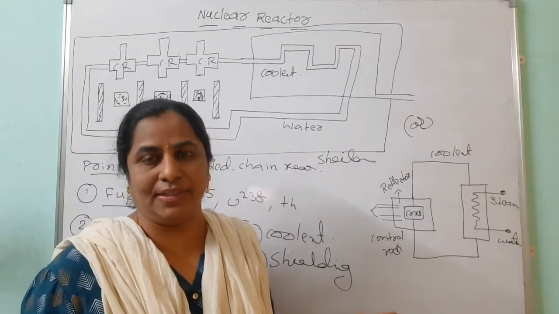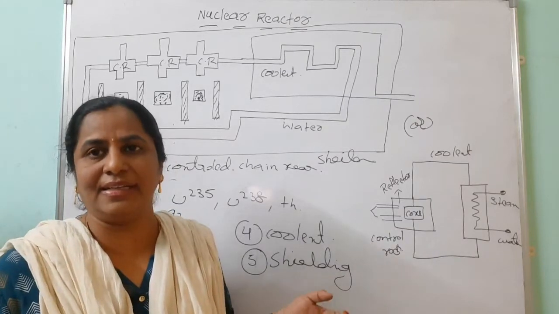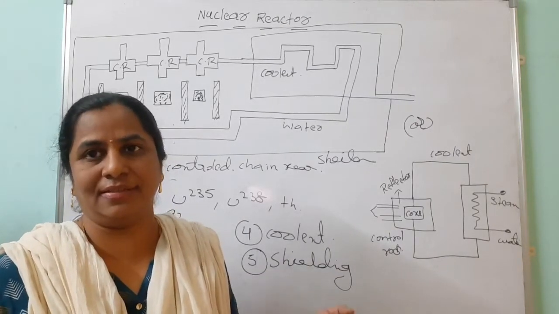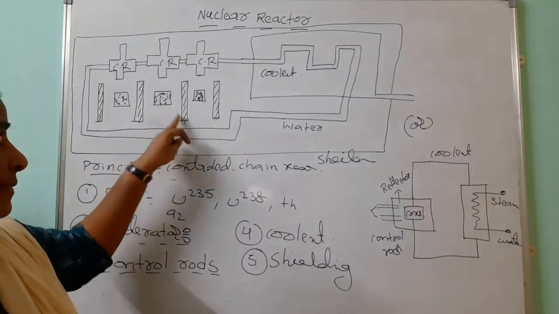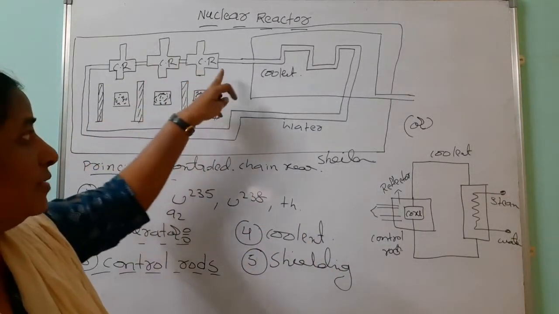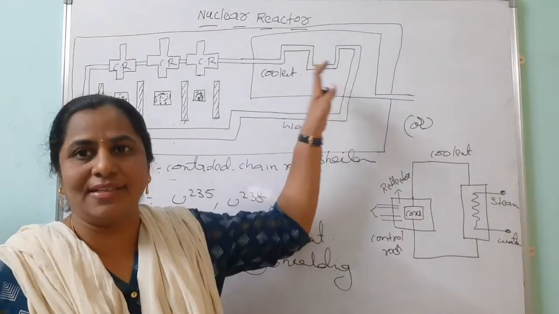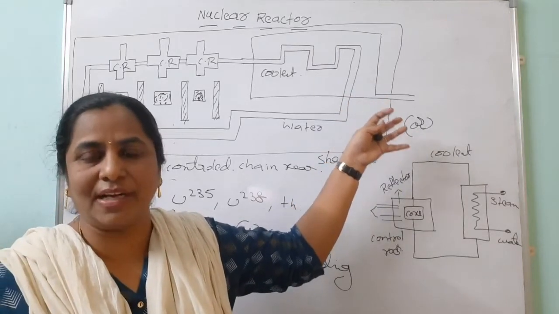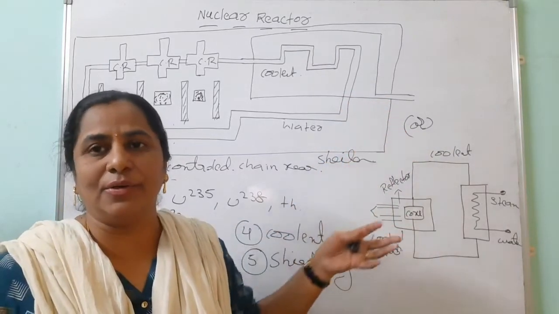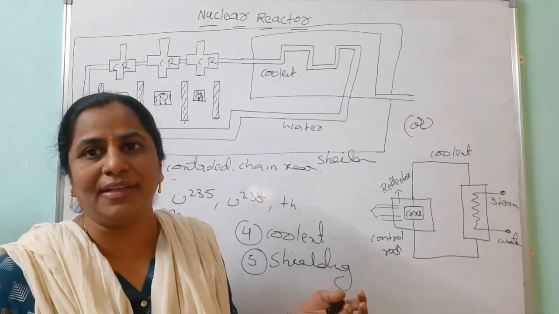How does it work, you know that. Whenever slow moving neutrons bombard the uranium, it gives fast moving neutrons. Those fast moving neutrons are slowed down by the moderators. Suppose we want to stop this, how to control it? We are using the control rods. How much energy is released? It is taken by the water. Water becomes steam. Steam turns the turbines. Then nuclear energy is converted to electrical energy with the help of the nuclear reactor.